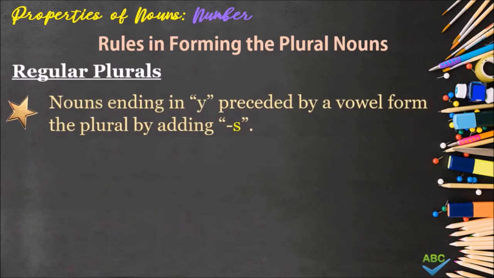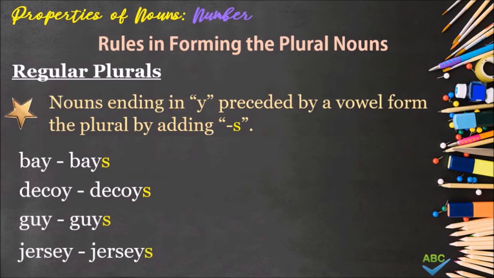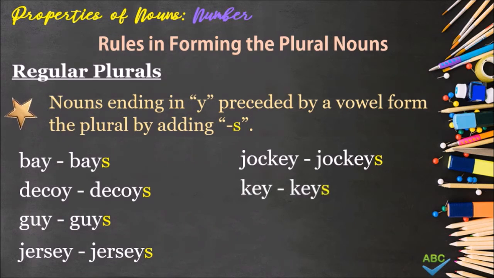Nouns ending in Y preceded by a vowel form the plural by adding S. For example, bay, bays. Decoy, decoys. Guy, guys. Jersey, jerseys. Jockey, jockeys. Key, keys. Ray, rays. Toy, toys.